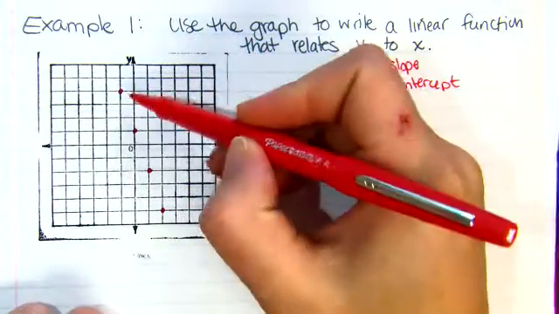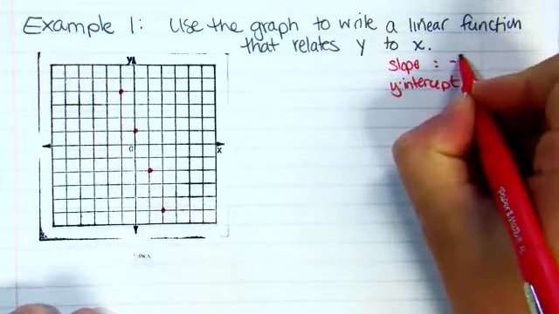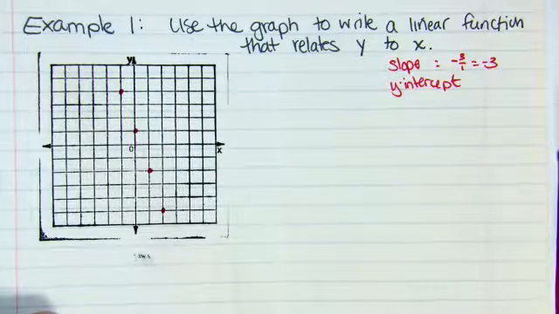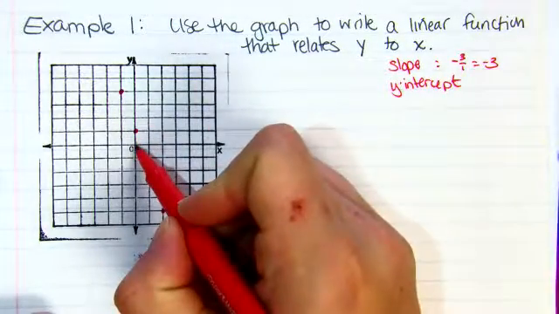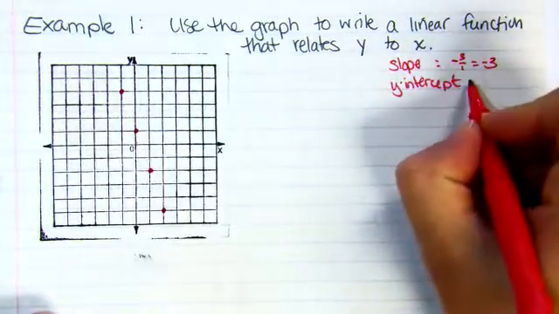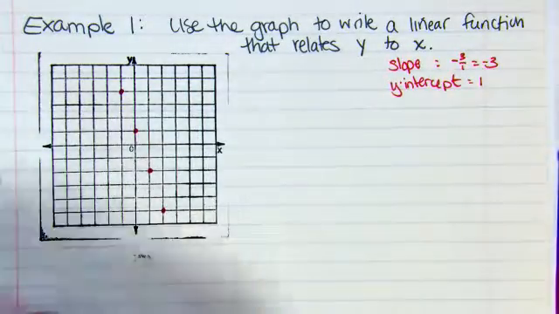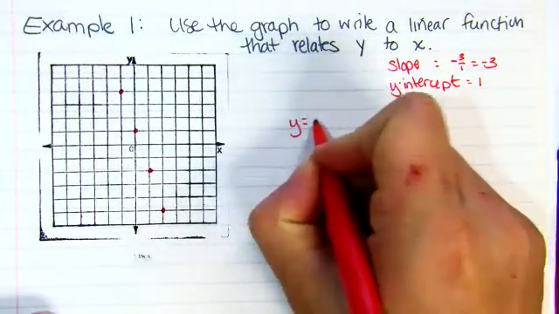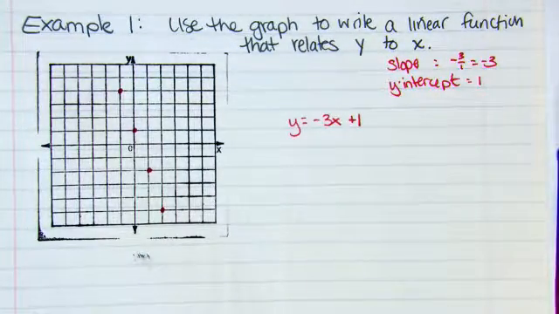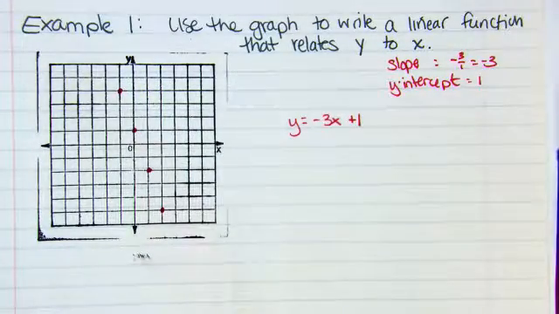To find our slope, I'm going down 1, 2, 3 over 1. So slope is negative 3 over 1, or negative 3. That's our change in y over our change in x. Our y-intercept, I intersect the y-axis at 1. So our y-intercept is 1. So our linear function that relates y to x will be y equals negative 3x plus 1. And that's all we have to do for using our graph to come up with the linear function.